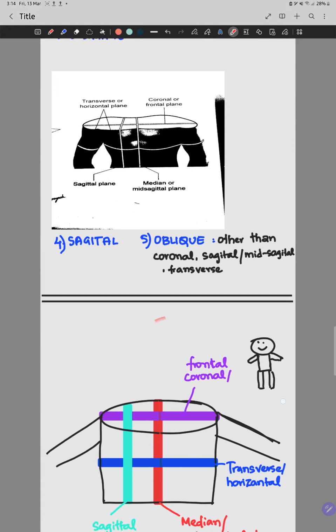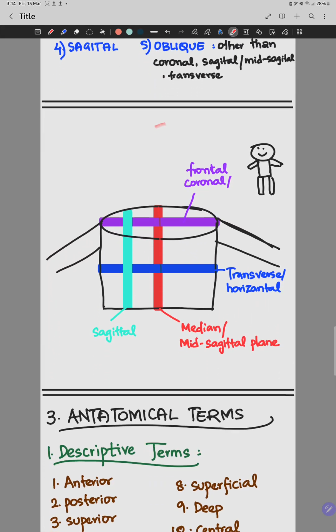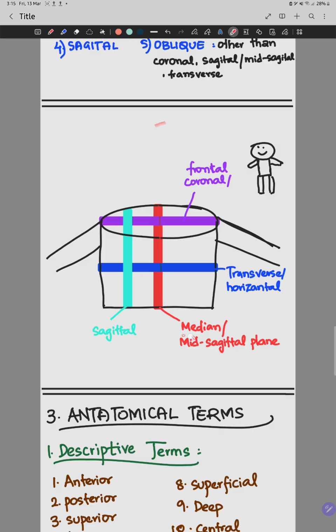Now, we are going to see how our handmade diagram is going to help. I'll show you. The median or mid-sagittal plane divides our body into right and left. The transverse or horizontal plane divides it into up and down. The frontal or coronal plane divides it into anterior and posterior. And next, the sagittal plane is the plane that is parallel to the median or mid-sagittal plane.